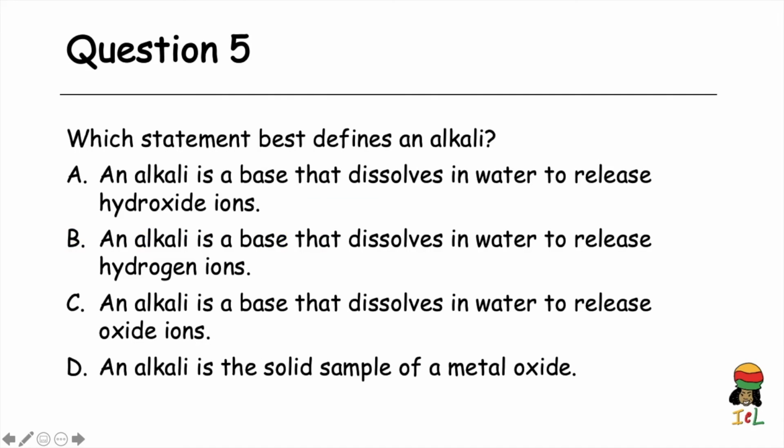Which statement best defines an alkali? A. An alkali is a base that dissolves in water to release hydroxide ions. B. An alkali is a base that dissolves in water to release hydrogen ions. C. An alkali is a base that dissolves in water to release oxide ions. D. An alkali is a solid sample of a metal oxide.